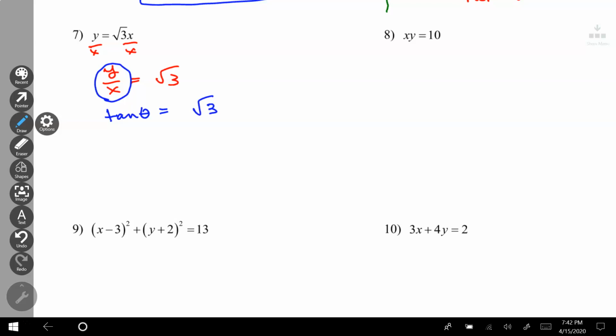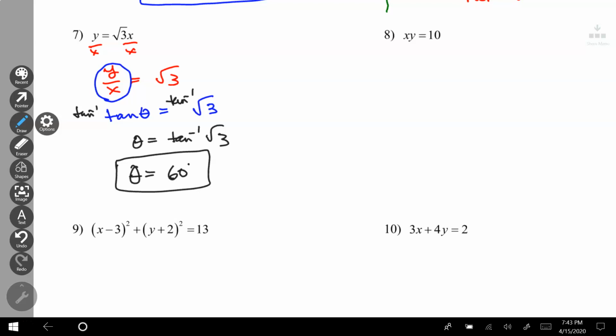How do I undo tangent? Well, when I want to undo tangent, I do inverse tangent on both sides of the problem. I have theta equals inverse tangent of radical 3, and I should know that already, or I could plug it in the calculator. I get theta is equal to 60 degrees. Well, theta equals 60 degrees is just an oblique line. But I should have known that from the beginning. When I had y equals some number times x, you know that's just a diagonal or slanted type of line.